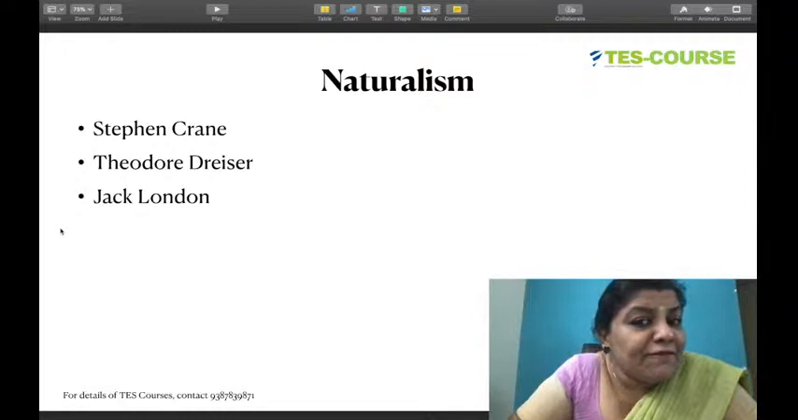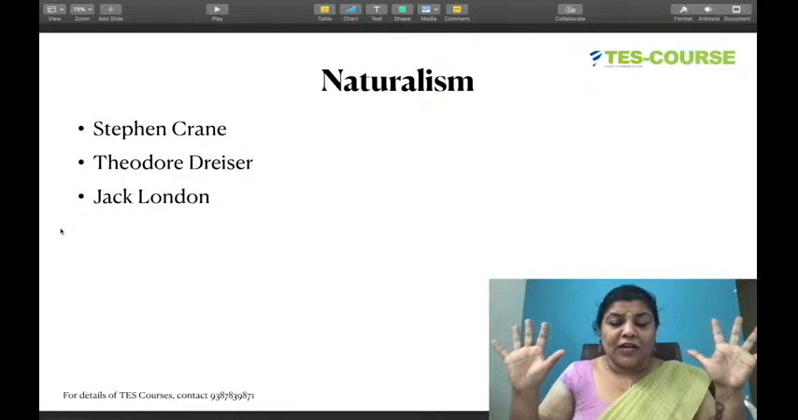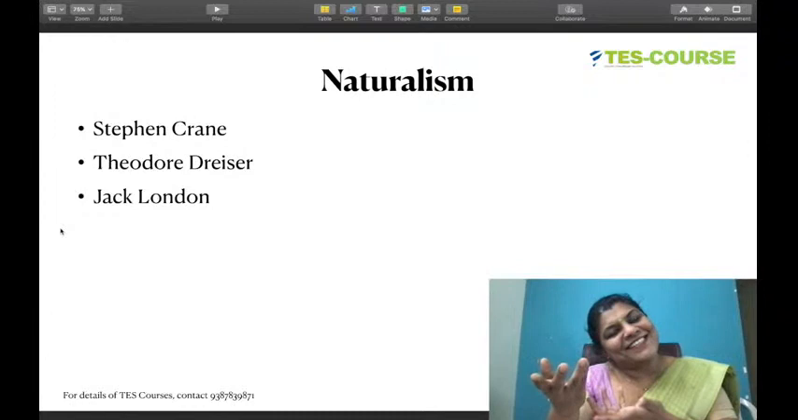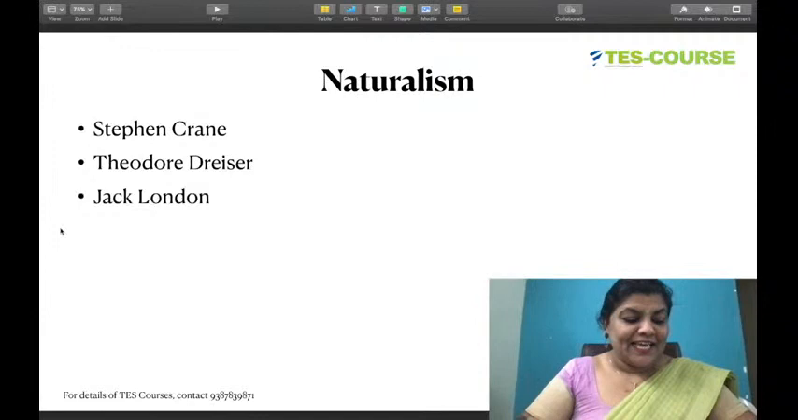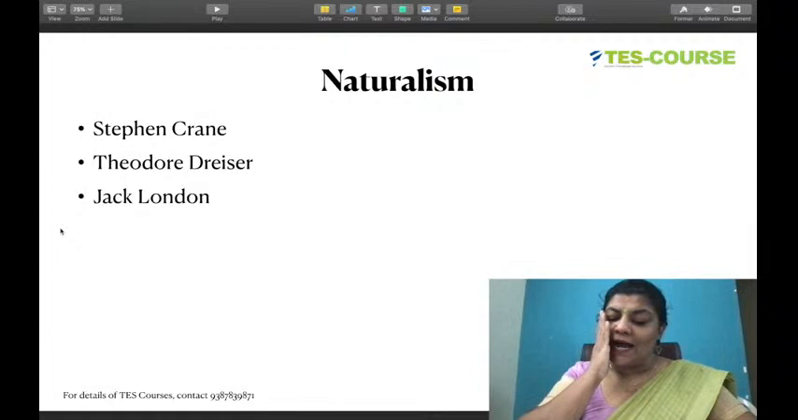Stephen Crane, you know what he did, guys? Stephen Crane actually went into difficult situations in life so that he could experience it and then write about it. Many of his stories are based on his real experiences. His most important story is not based on any real experience. His most important story is The Red Badge of Courage.